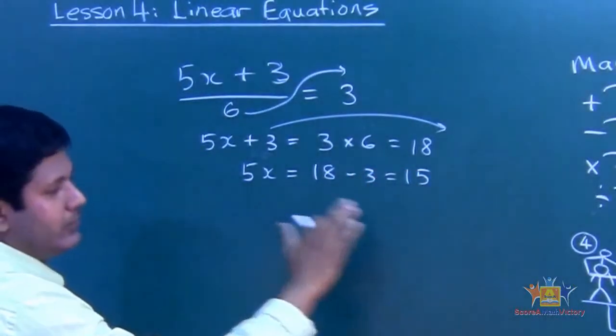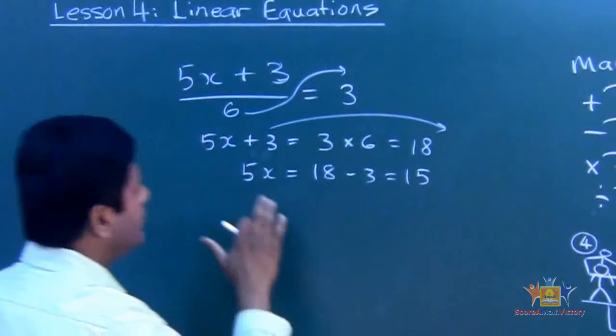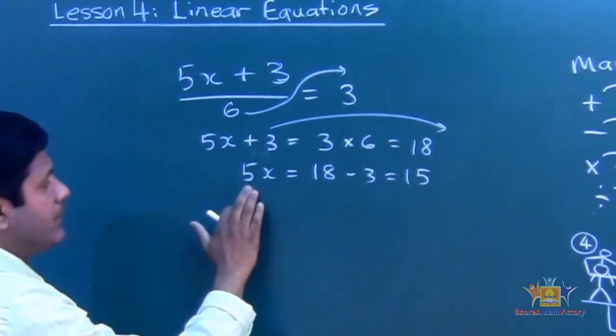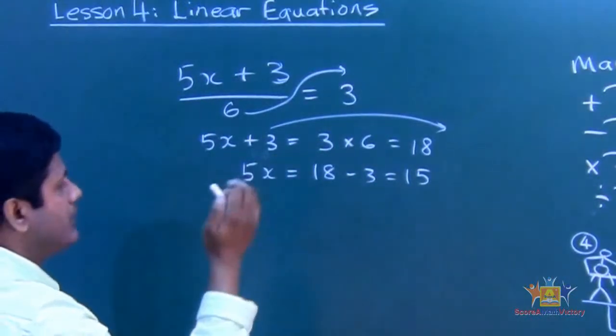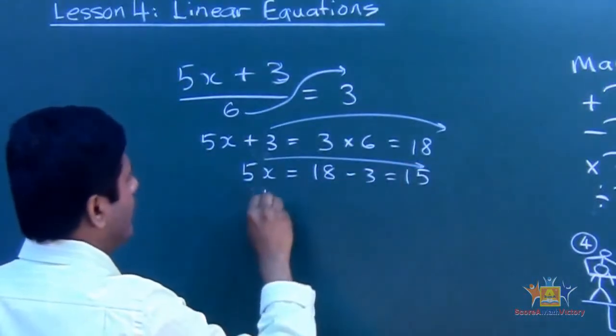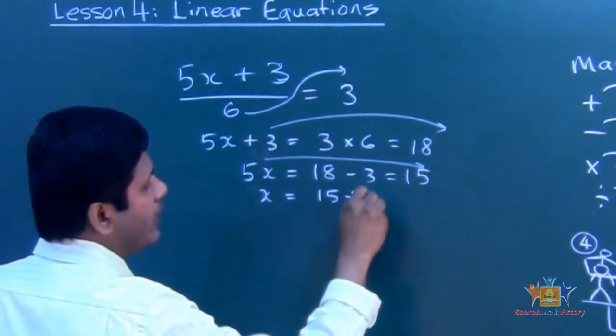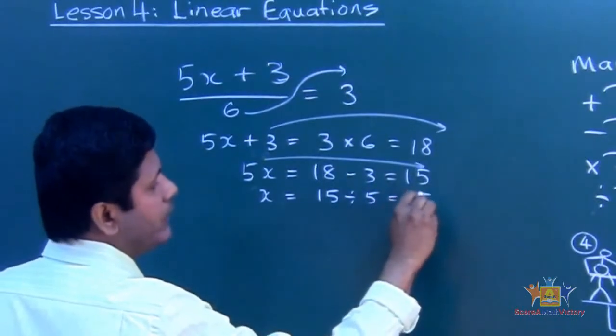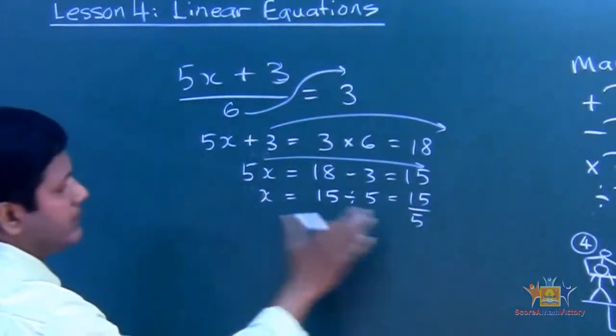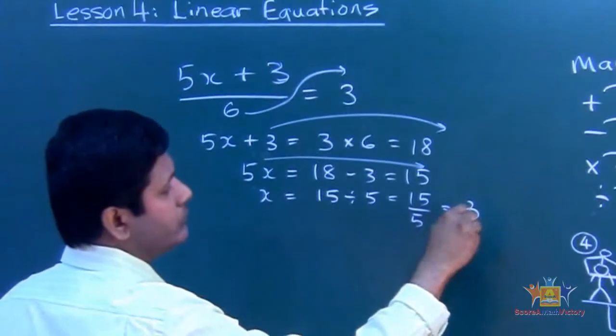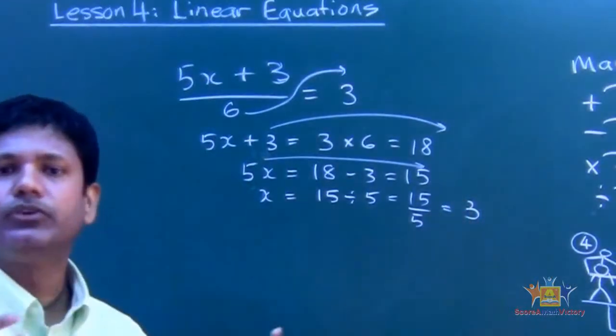And who go next? Your little brother. And what he's doing? Multiplying. Multiplication across the bridge becomes division. Okay, so x equals to 15 divided by 5, or even you can put 15 over 5. Same thing, all right? Okay, equals to 3. So x equals to 3.